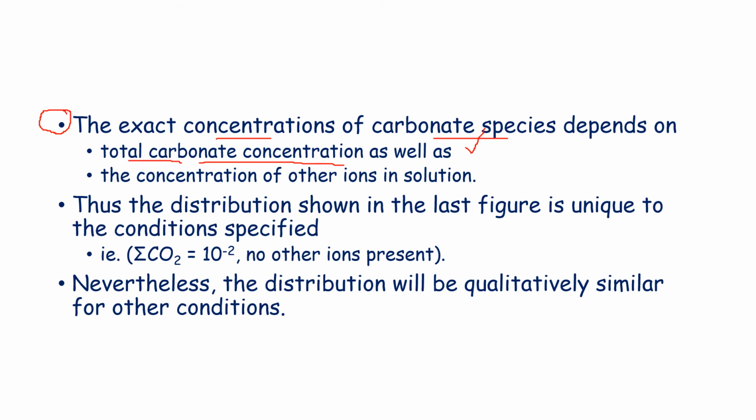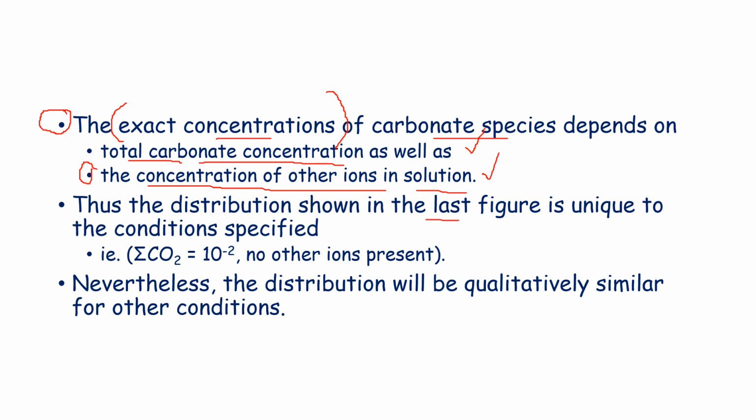But the other condition is very exciting because it says that the concentration of other ions in solution is a major factor that helps us identify the concentration of carbonate species. So let's say if you have something else, magnesium, sodium, and so on and so forth, then it's going to be very complicated to determine the exact concentrations of your carbonate species. It is not impossible, it's just going to make it a bit more difficult.